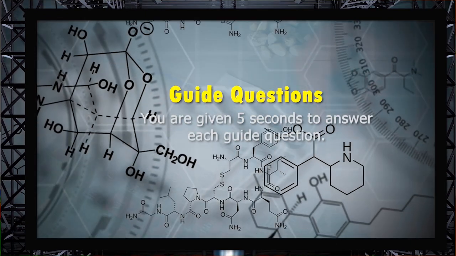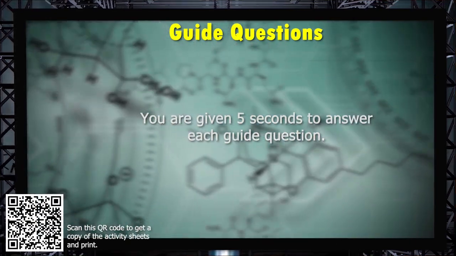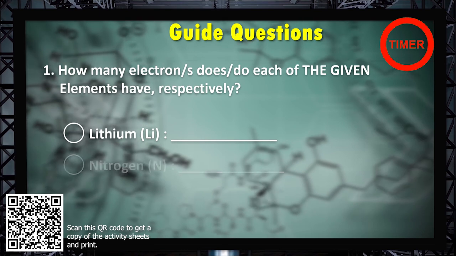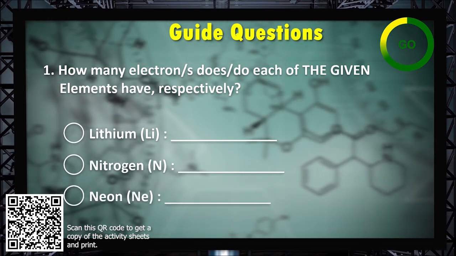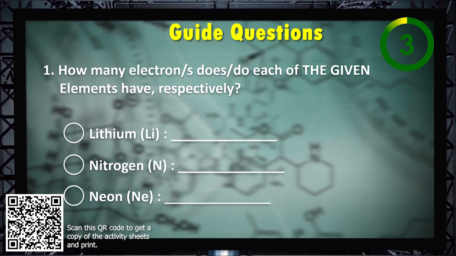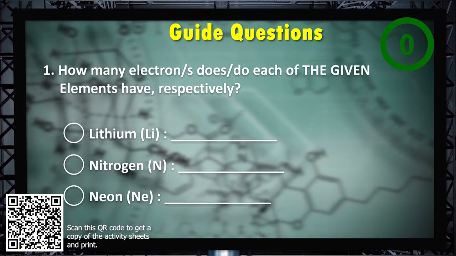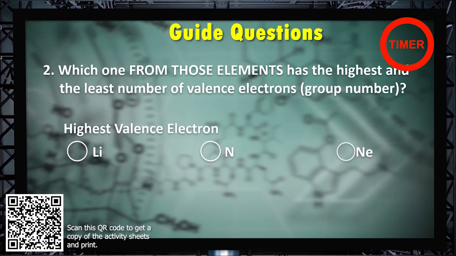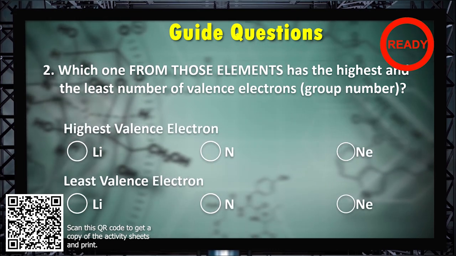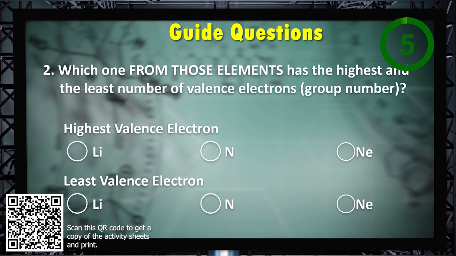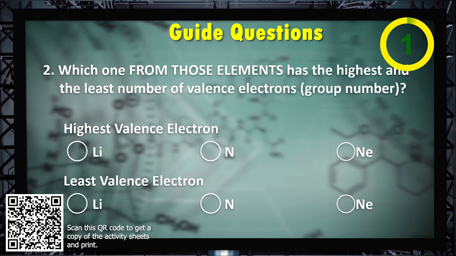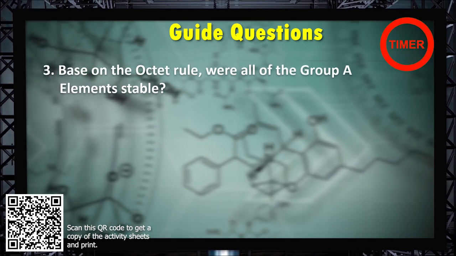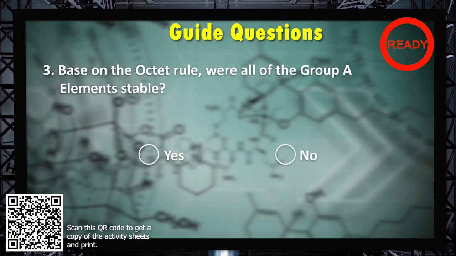Guide questions. You are given 5 seconds to answer each guide question. Number 1. How many electrons does each of the given elements have, respectively? Number 2. Which of those elements has the highest and the least number of valence electrons? Number 3. Based on the octet rule, were all of the group A elements stable?